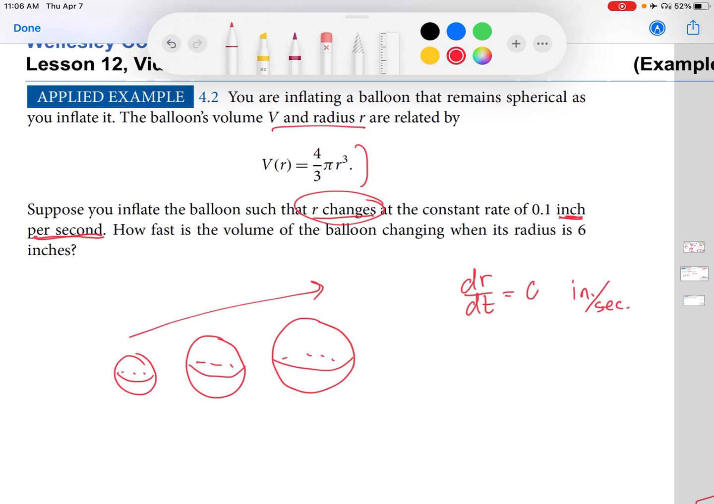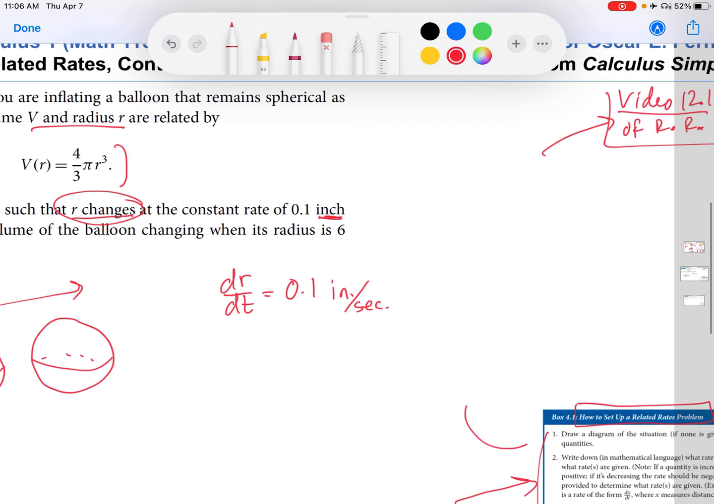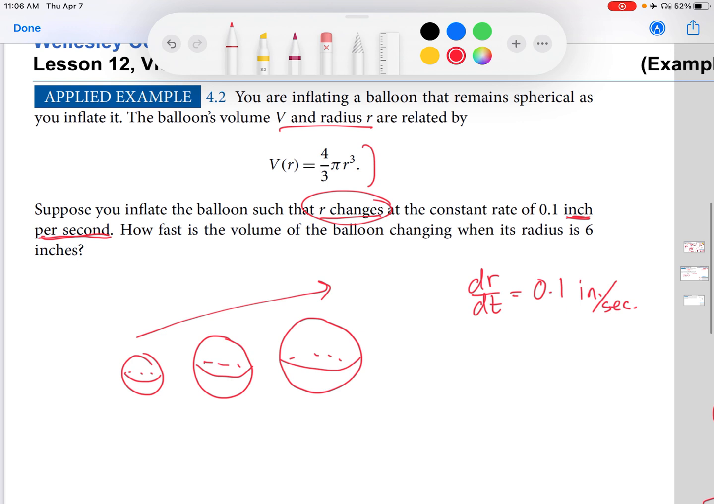Okay, and another thing I mentioned in that box 4.1 is that you want to think about the context of the problem. So we are inflating the balloon. So the radius, like I drew over here, one of the reasons you want to draw a diagram, is getting bigger. So because the radius is getting bigger, the rate of change should be positive. In this case, dR/dt should be positive. So we don't want to put in a negative 0.1 inch per second. That would be a decreasing radius. That would be a deflating balloon. Okay, so we have this information, the dR/dt. Let's keep reading, see what else we have.